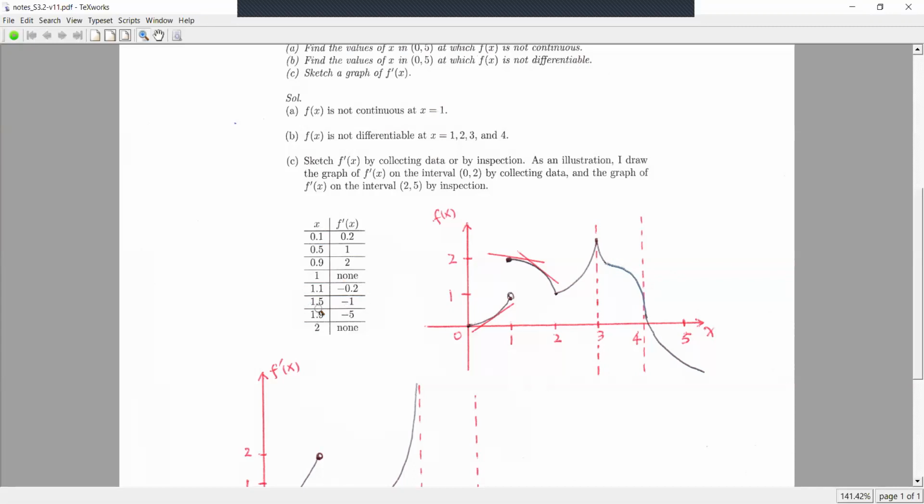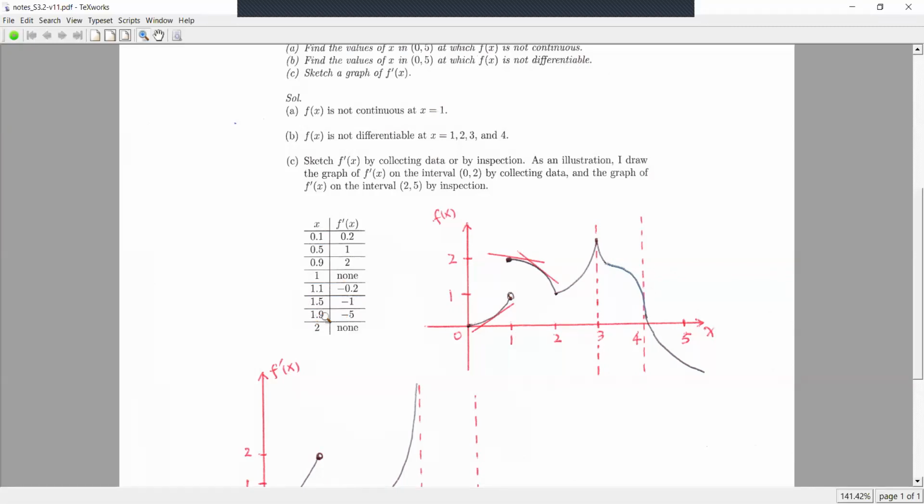At x is 1.5. 1.5 is about here. Then draw a tangent line. My guess about the slope of this tangent line is -1. So put -1 here.